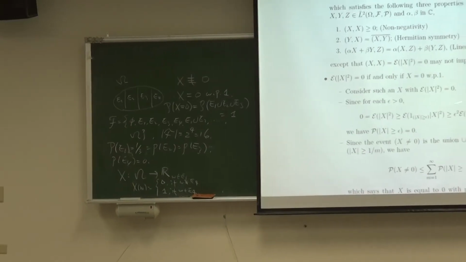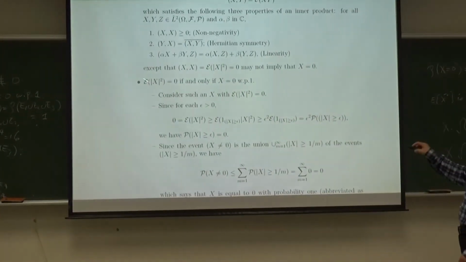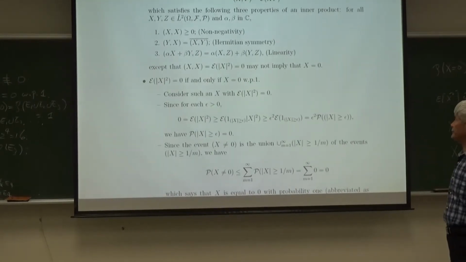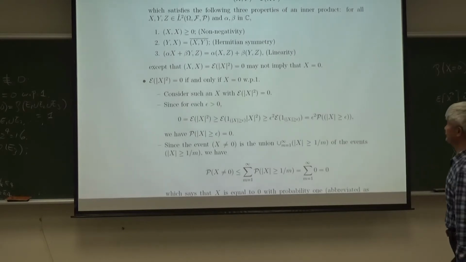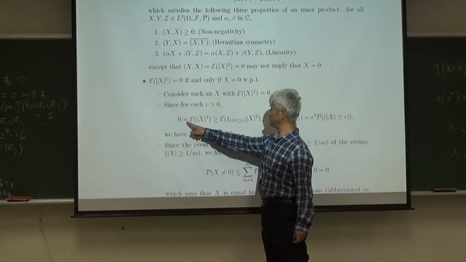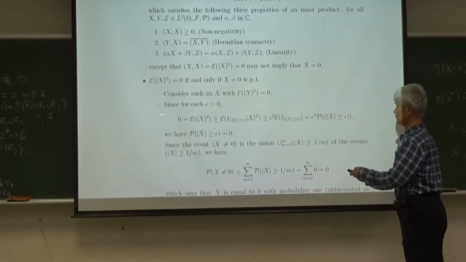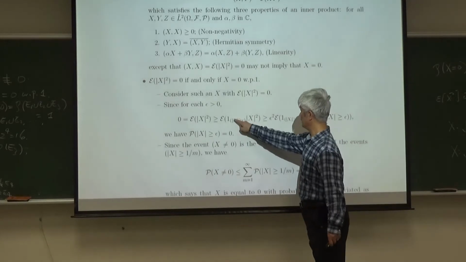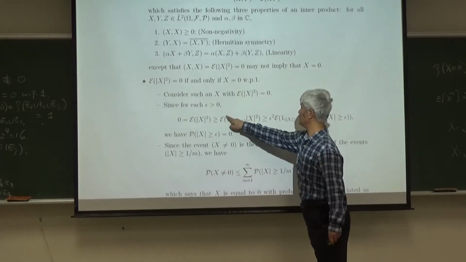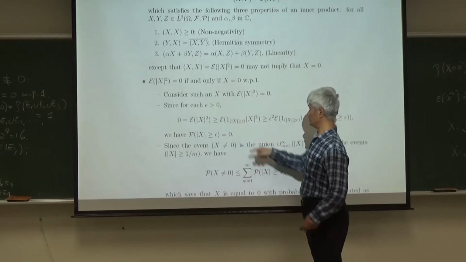Now I have to prove that this is true: if the expectation of the square of X is equal to 0, then X equals 0 with probability 1. Consider this direction. For each epsilon greater than 0, this expectation is greater than or equal to this expectation, because it is a 0-1 function.